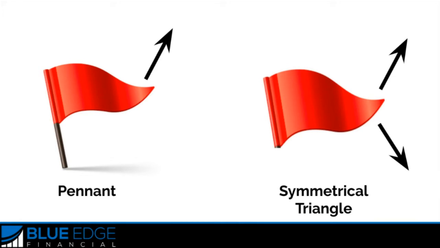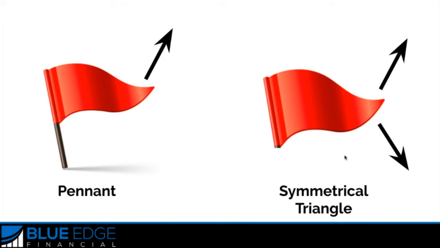A symmetrical triangle looks a lot like a pennant, but there is a difference. The difference is that a pennant is a continuation pattern, so the market continues to go in the same direction after the pennant is broken, and there's always a strong move before the pennant is formed, kind of like in this picture. So you can think of a flag with the pole here. So it's got to go strong move, then form the pennant, and then it continues in the same direction.